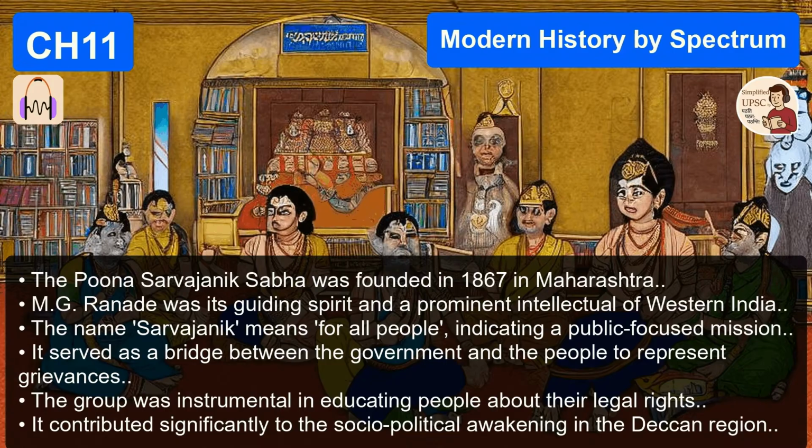This brings us to the safety valve theory. Yes. The safety valve theory essentially suggests that A.O. Hume did not do this out of some pure love for Indian liberty. He did it to save the British Empire. Okay, explain the mechanics of that theory. How does creating a national political party for Indians actually save the British Empire?